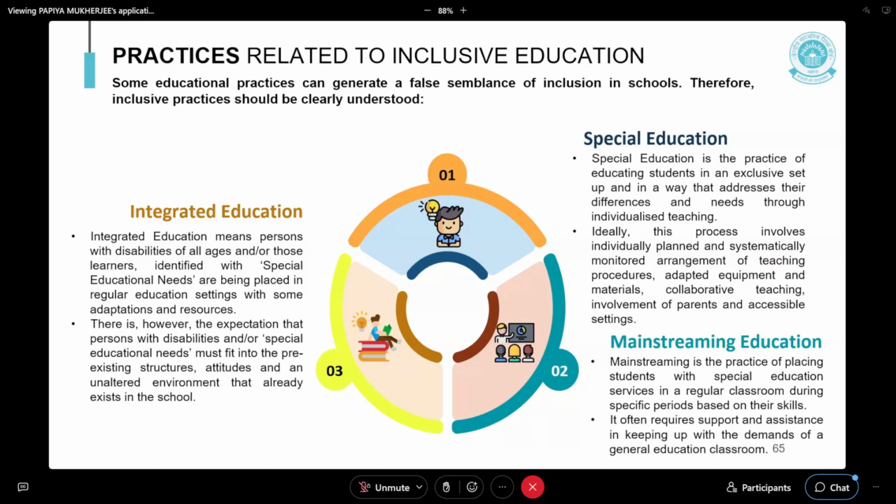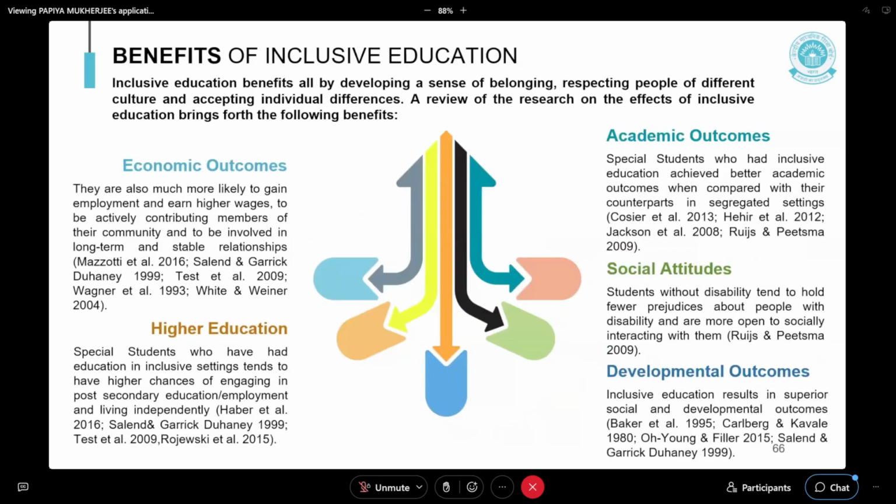Mainstreaming education is a practice. These three, though often used interchangeably, are significantly different from each other. Mainstreaming education means special education services in a regular class during a specific period. Otherwise, they are given some specific help, and then they go and sit in a regular class. Particularly, some of them may be very gifted at computers, so they may do the computer class with the regular classroom also.